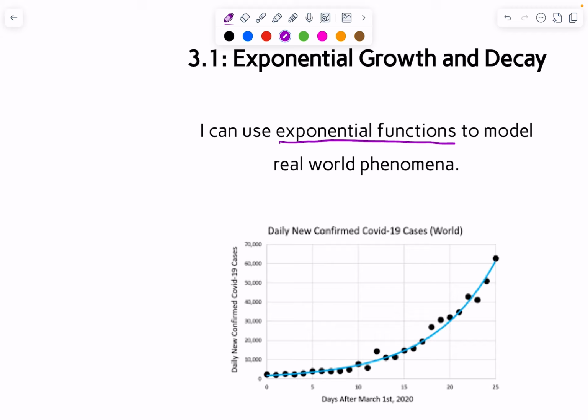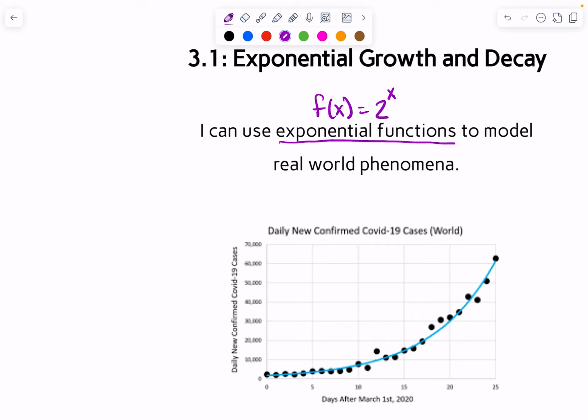We learned about exponential functions just a little bit. We were introduced to them in our function transformations unit. If you remember correctly, those were the functions that had a variable in the exponent. That's what made it an exponential function. Now, there's a lot of things in the real world that can be modeled with an exponential function. So we're really going to focus this unit on using what we're learning about exponential functions to relate it back to the real world.